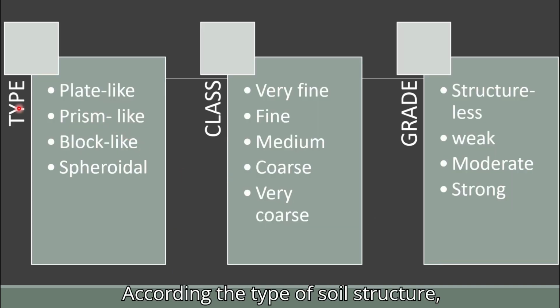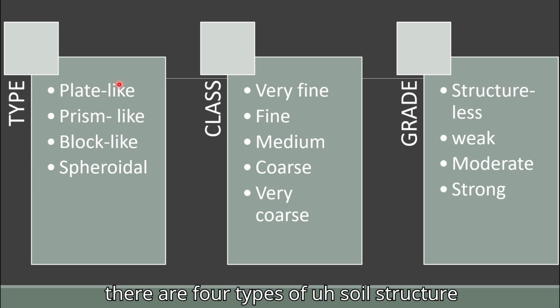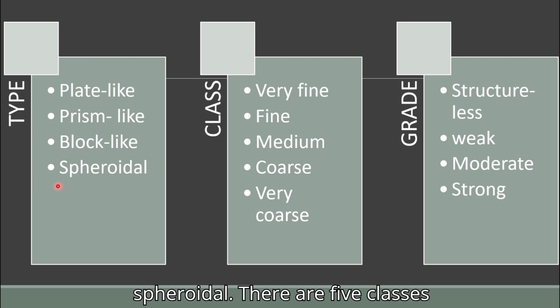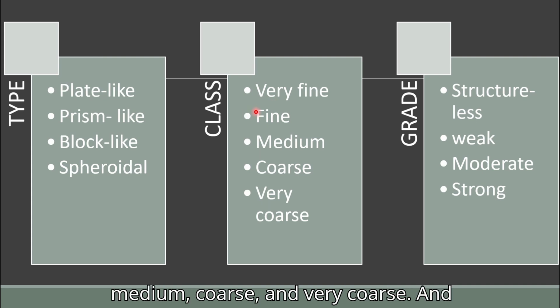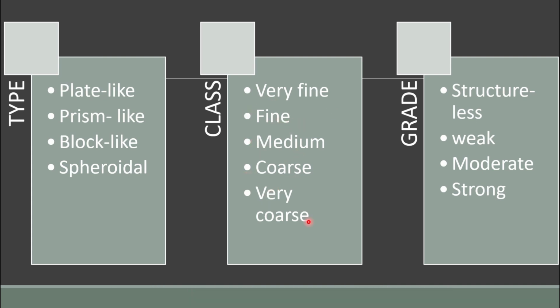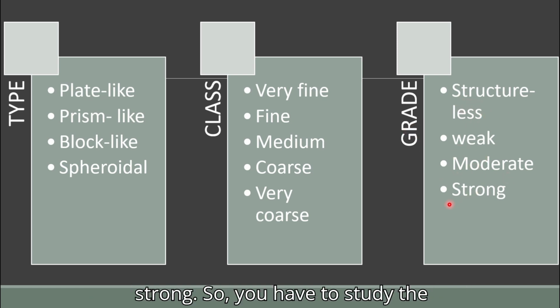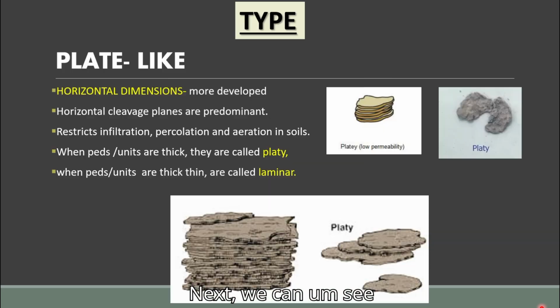According to the type of soil structure, there are four types: plate-like, prism-like, block-like, and spheroidal. There are five classes of soil structure: very fine, fine, medium, coarse, and very coarse. And there are four types of grades: structureless, weak, moderate, and strong. So you have to study the characteristics of all this classification. Next, we can see types of soil structure.